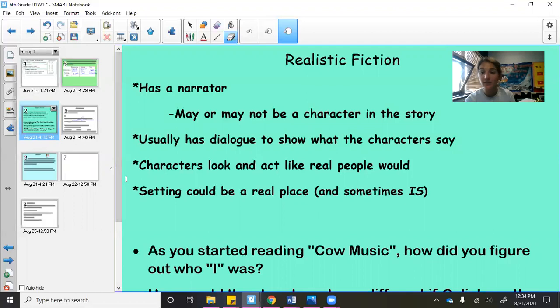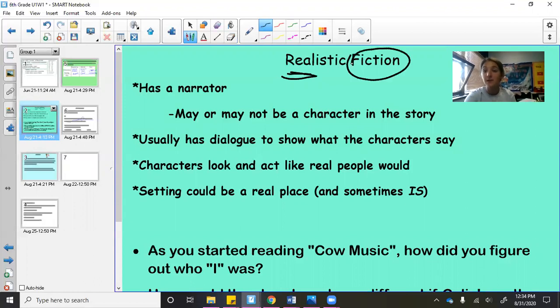All right, so today's topic is realistic fiction. Based on what it says here, realistic fiction would be made up. So it's something that could have realistic qualities, but it's still made up. Usually for realistic fiction, the characteristic would be it has a narrator. So it may or may not be a character in the story. So sometimes it would be within the story or on the outside looking in, discussing kind of what is happening in the story. It usually has dialogue.